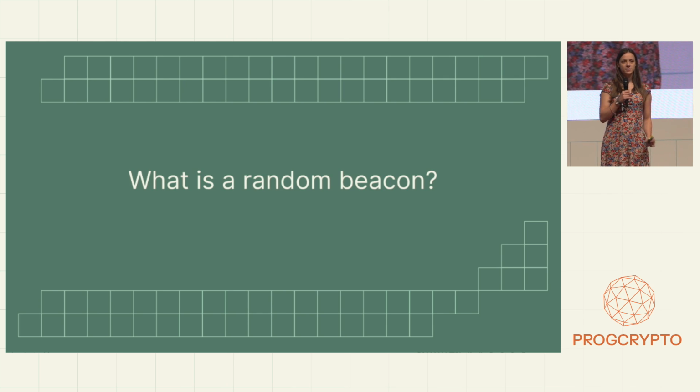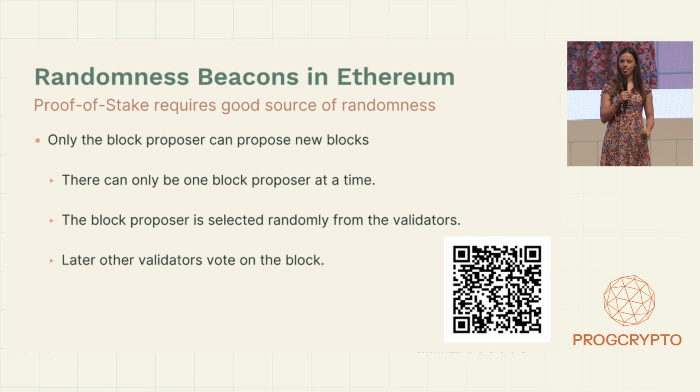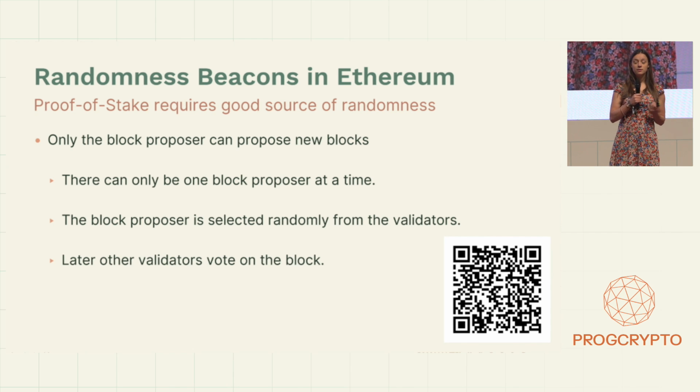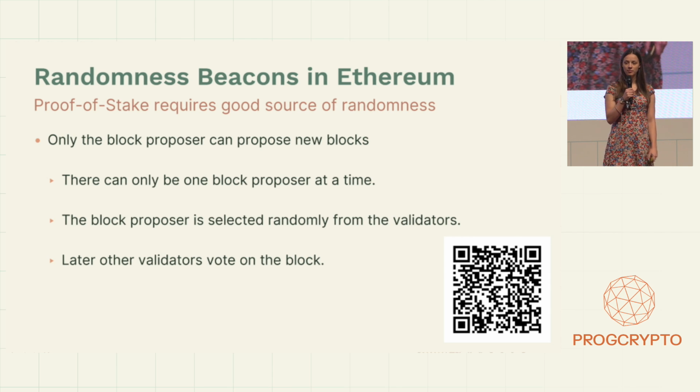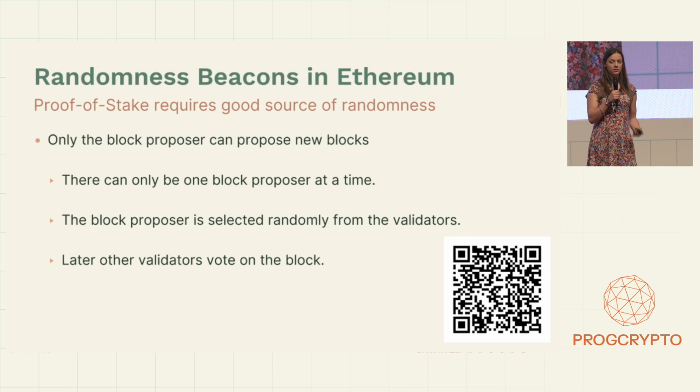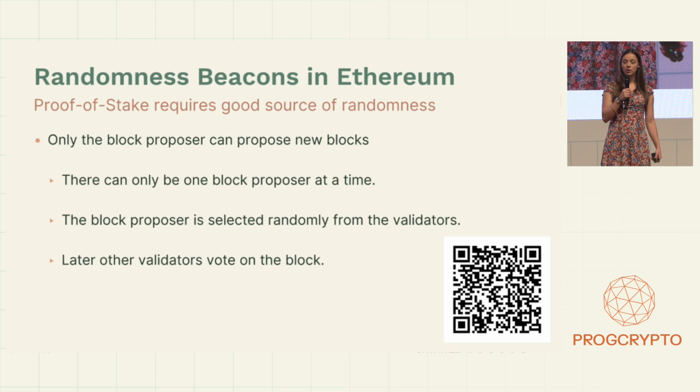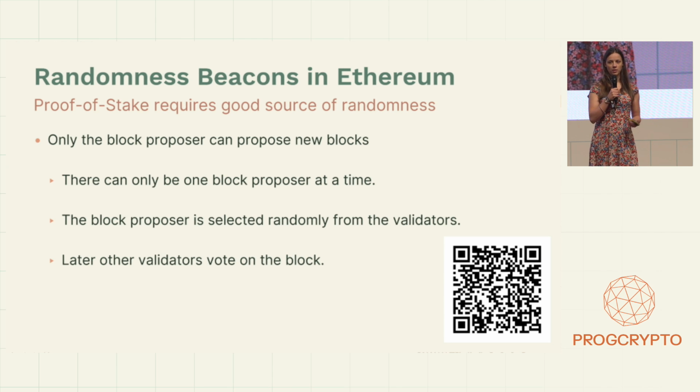I'm going to start by saying what a random beacon is and how we are using them in Ethereum. Randomness beacons in Ethereum are used because proof of stake requires a good source of randomness. We have a proof of stake algorithm where only the block proposer is allowed to propose new blocks. They fill the role of a leader. There can only be one block proposer at a time, and this block proposer is randomly selected, using a good source of randomness, from the pool of validators. Later on, other validators can vote on the block. They can say whether they think it's good or bad, but they can't propose the block themselves.